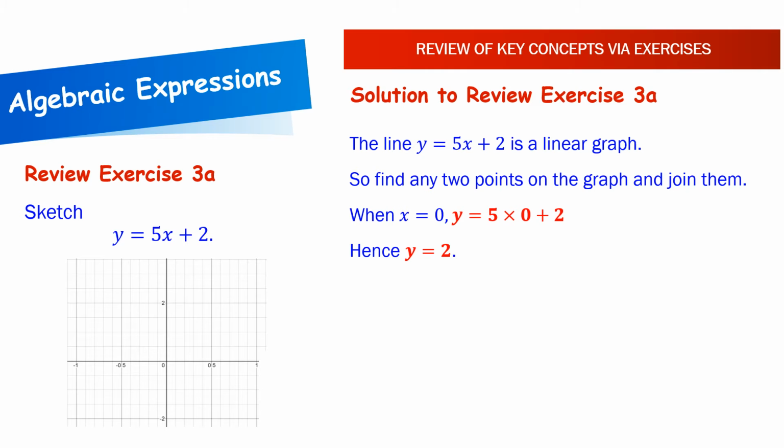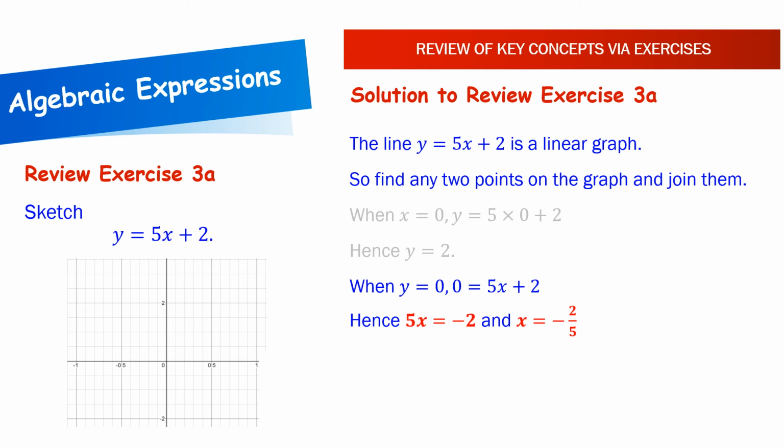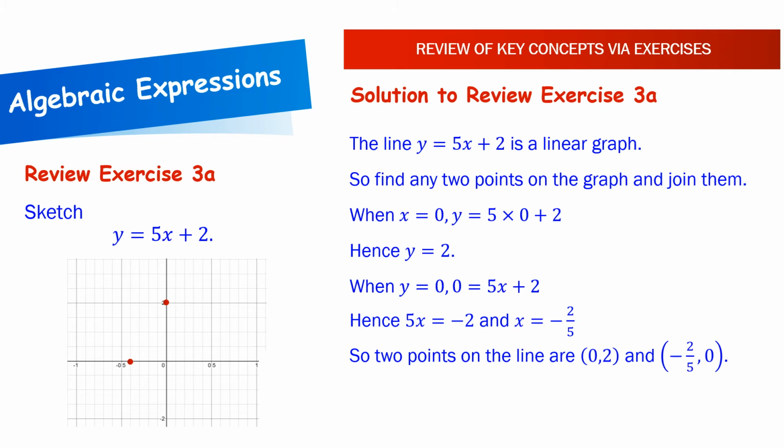To give us y equals 2. So when x is 0, y is 2. That's 1 point on our graph. And when y is 0, let's plug in our values and rearrange. And finally, dividing by 5 gives us x equals minus 2 over 5. So the 2 points on the line are 0, 2 and minus 2/5, 0.